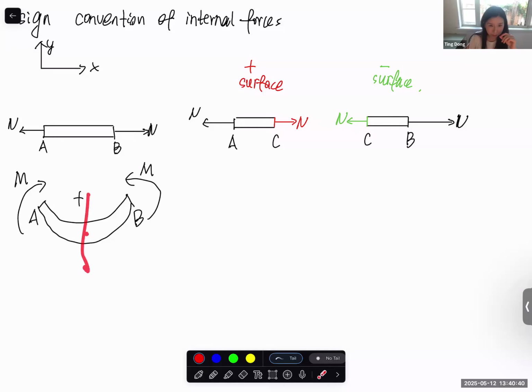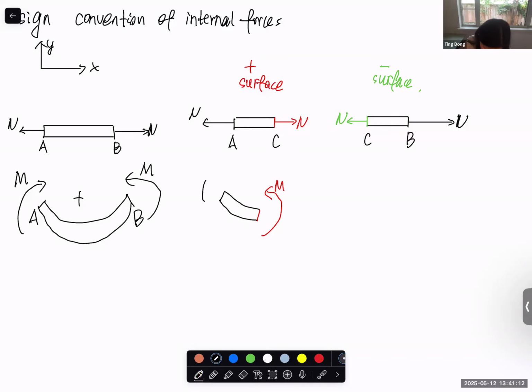So we have a cutting surface passing through this point. Now, again, we have the left side and right side. So now on this positive surface, this is a positive internal bending moment. But of course, when we talk about bending moment, it means the internal force. This is the external M applied. This is the A point, this is the cutting point. And same thing at the right section.